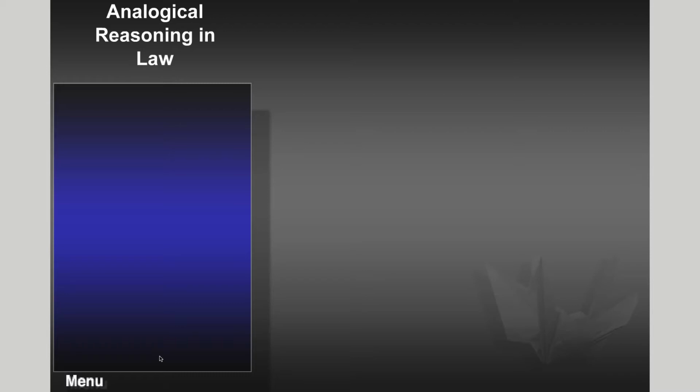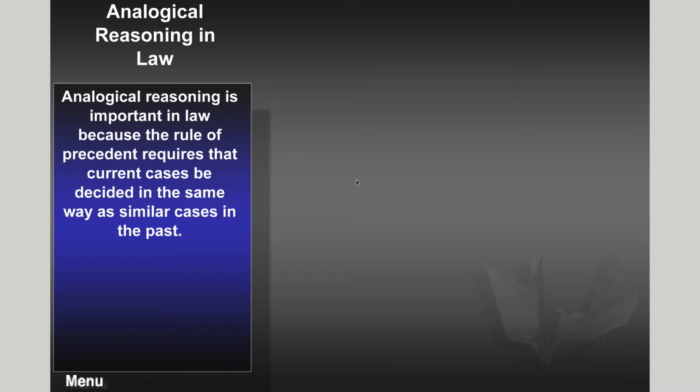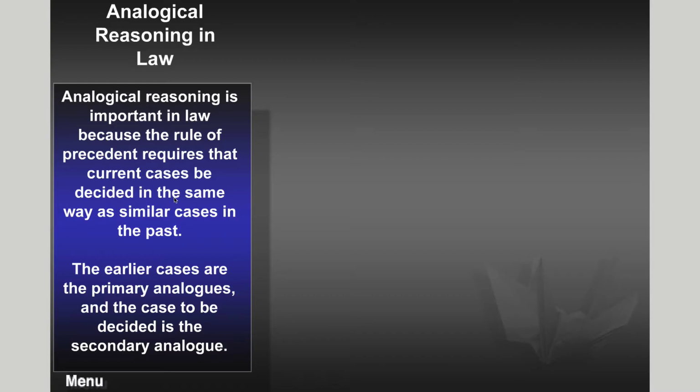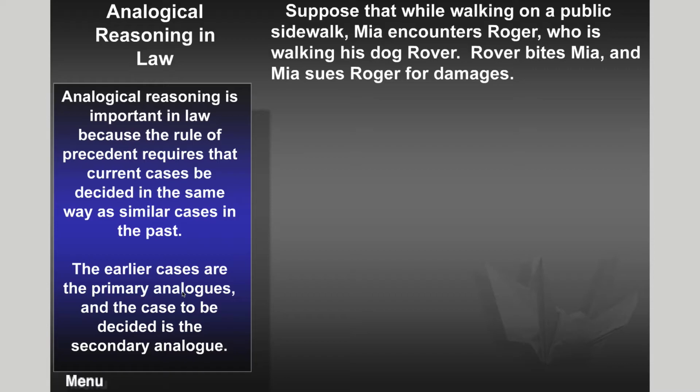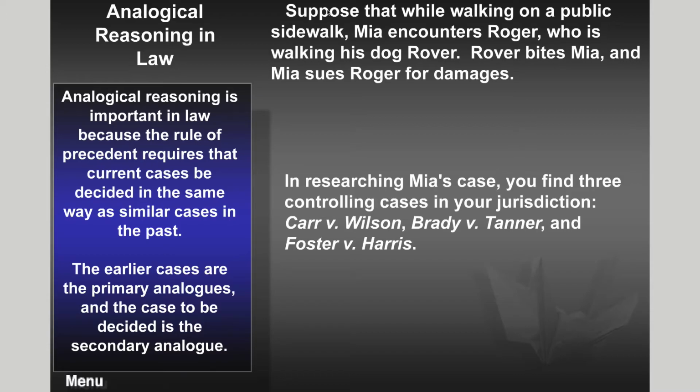So now we move on to what I think is crucial here, especially for any essays you might have to answer: analogical reasoning in the law. It's important because the rule of precedent requires that current cases be decided in the same way as similar cases in the past. The earlier cases are the primary analogs, and the case to be decided right now is the secondary analog. So suppose that, walking on a public sidewalk, Mia encounters Roger, who is walking his dog, Rover. Rover bites Mia, and Mia sues Roger for damages.